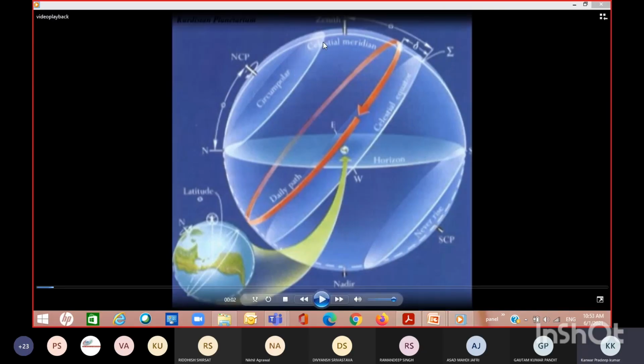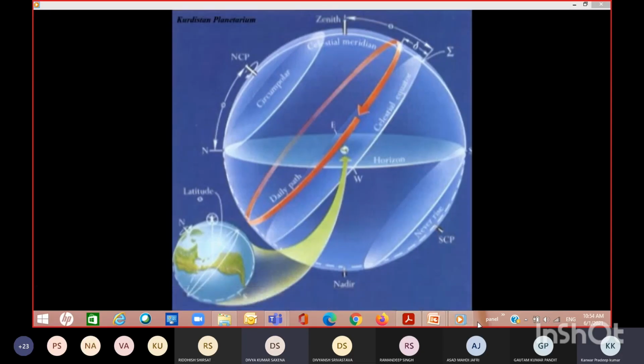If you see my cursor, this circle is going, but not going below the horizon. This is the horizon. What does this mean? Sir, it means the observer can see that celestial body for 24 hours.